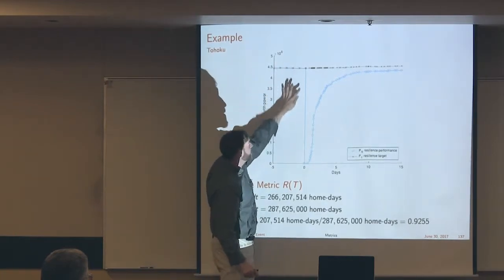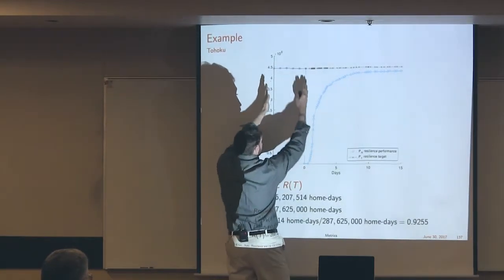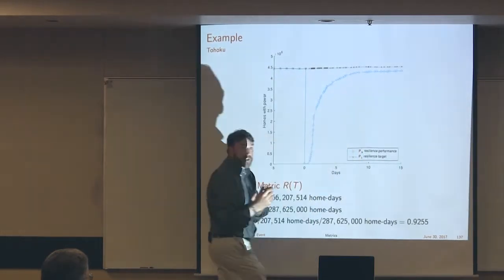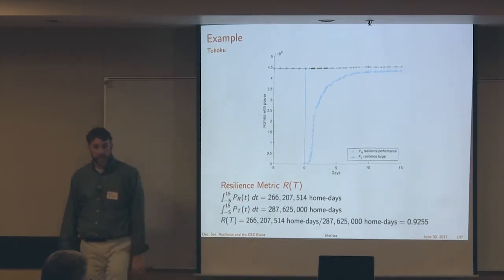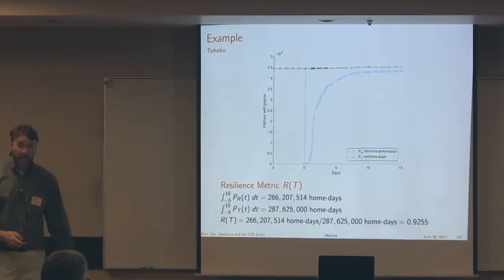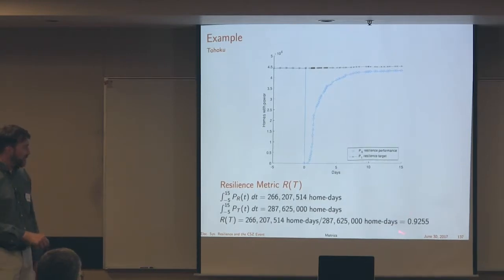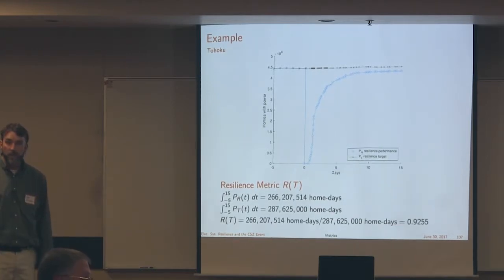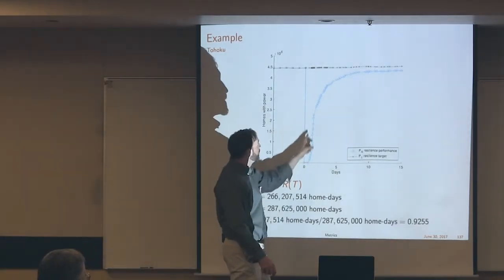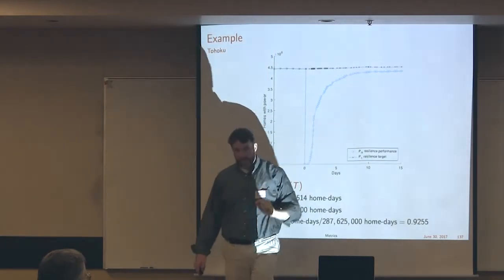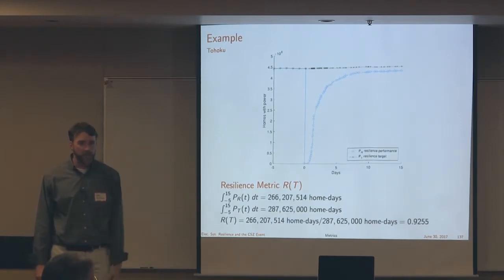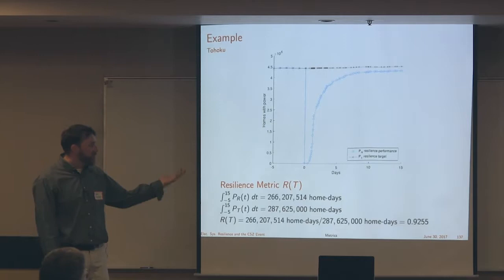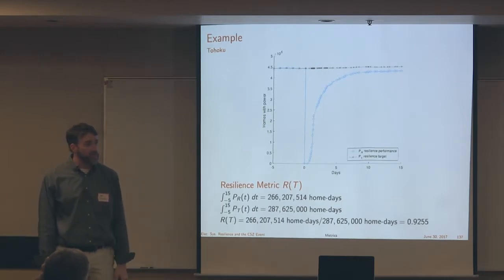Then I can divide that by the area under the blue, right? So the area under the blue is the area of this rectangle, and then the area under here. So I'll integrate that, and that's the top one. That's what I actually got, and that's 266 million home days. So the ratio of those is a firm number that defines the resilience of that system, 0.92, right? If my blue response perfectly met my target, what would my resilience be? It'd be 1, right? The area under the black would be the area under the blue. So 1 is the best I could possibly do. Here I did 0.92 defined this way.